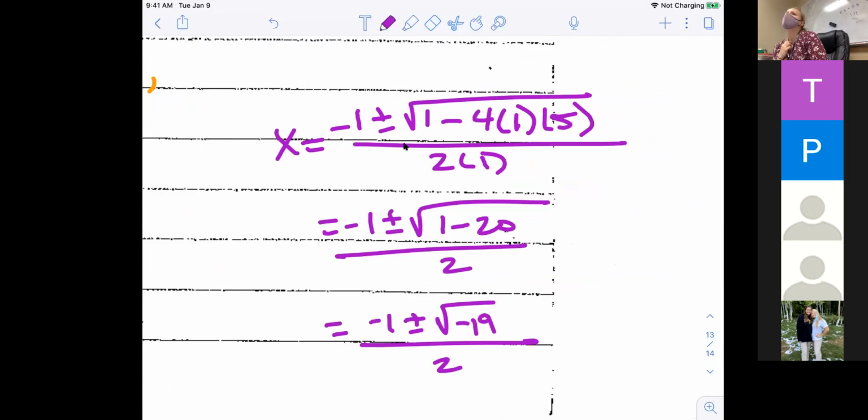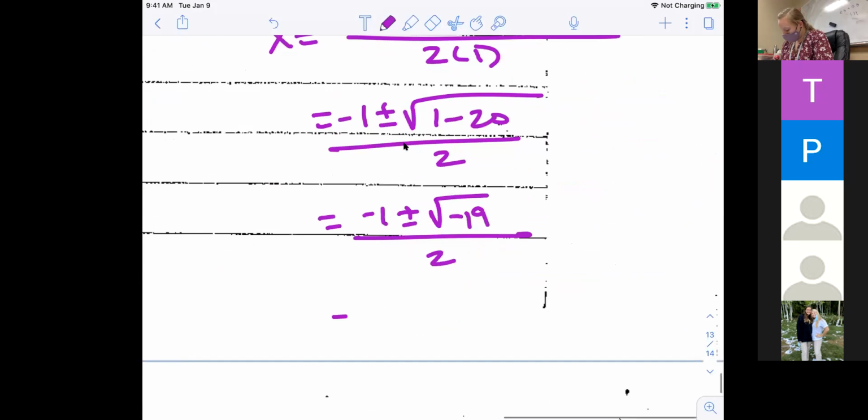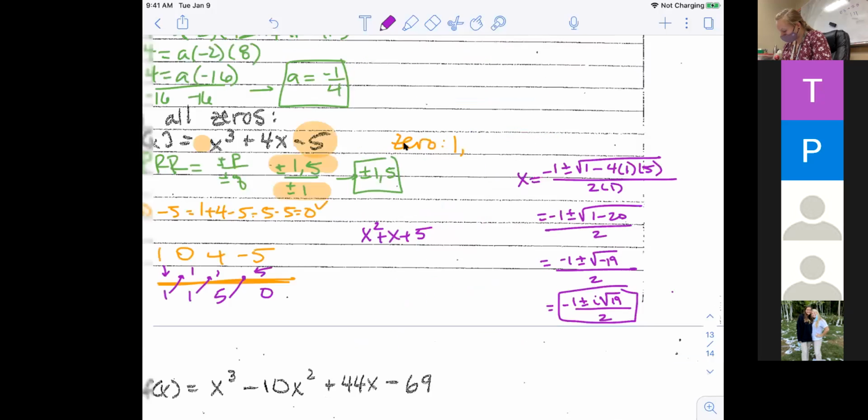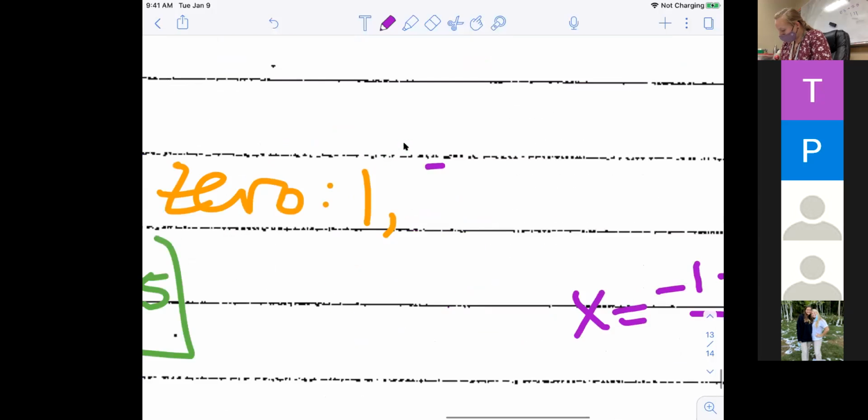Then what? You take out an i. The whole thing about this section is it's complex numbers. So most of my answers are going to have an i in them. We just have to be ready for an i. So an i is totally okay. That's my 0. I've got 2 zeros right here. Negative 1 plus or minus i root 19 over 2.